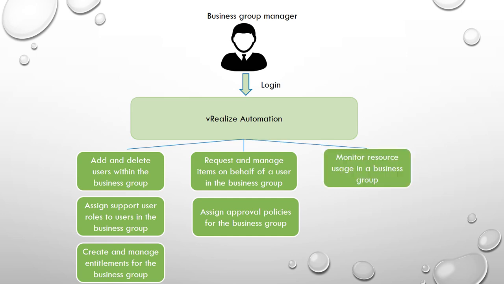It can monitor the resource uses in a business group. This allows it to understand the resource consumption that is done by each and every user that is part of its business group. It can change the machine owner. I need you to remember this one, that the business group manager can change the machine owner.